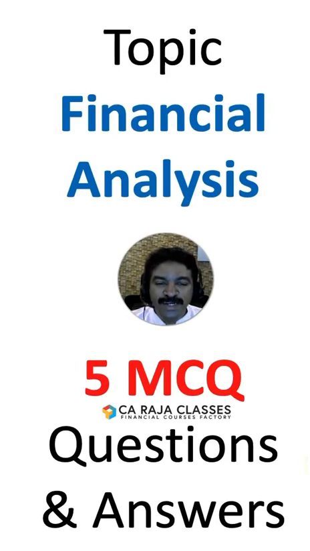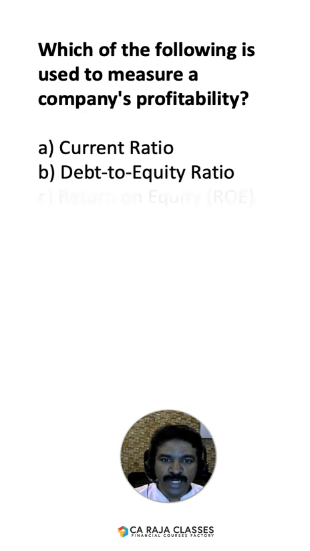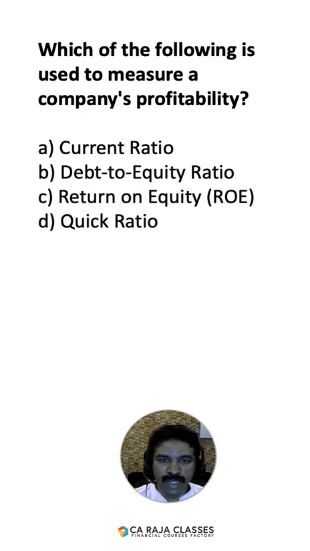5 MCQs related to financial analysis. Question 1. Which of the following is used to measure a company's profitability? You have 4 choices: current ratio, debt to equity ratio, return on equity, and quick ratio.